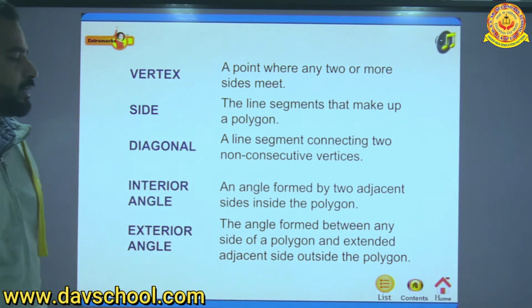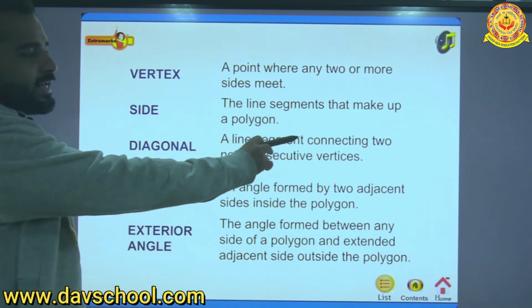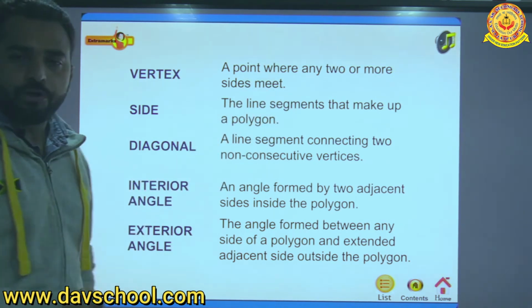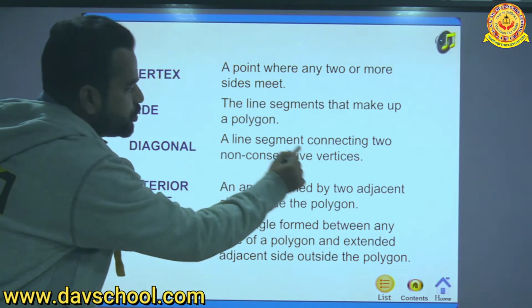Okay, so diagonal: we know that when opposite vertices are joined together, it is a line segment connecting two non-consecutive vertices. Now, what does the term non-consecutive mean?